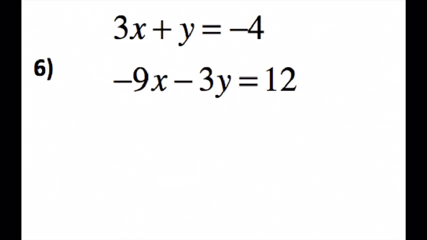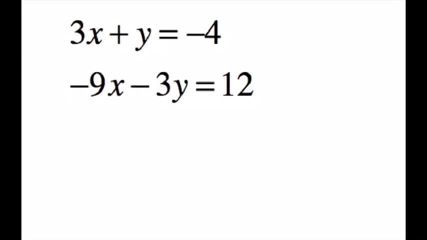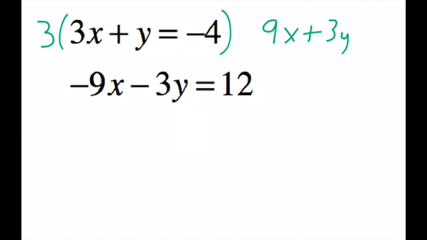Okay, here's number 6. Hopefully at this point it's going to be easier to see what you're going to multiply by. I'm looking at my y's right now. I have a 1y and a negative 3y, and I'm thinking it'd be really convenient if I had a 3y on the top and a negative 3y on the bottom. So I'm going to go ahead and multiply this top by a 3. That gives me 3 times 3x is 9x, plus 3 times y is 3y, equals 3 times negative 4 is negative 12. Then I'm going to rewrite the bottom one.